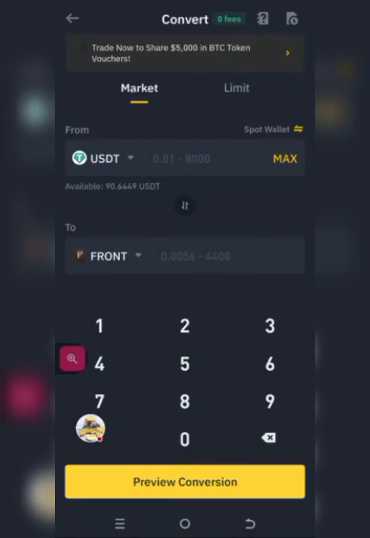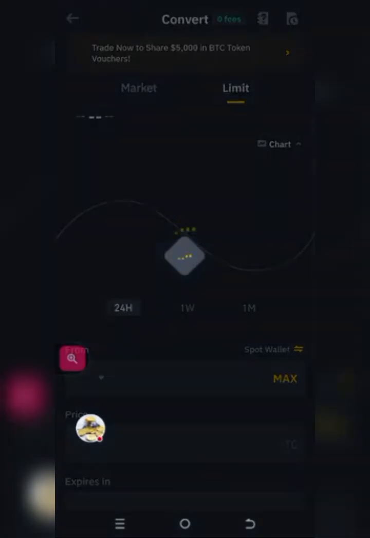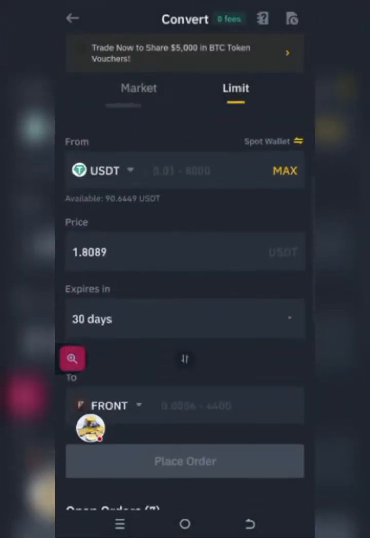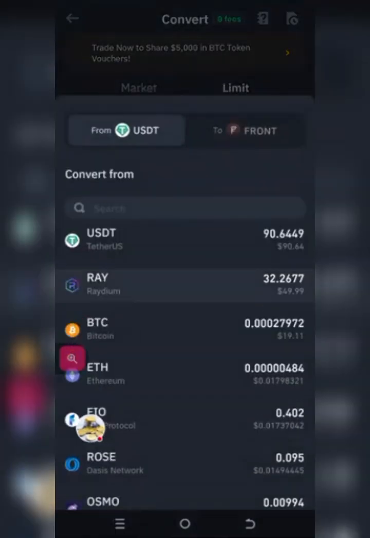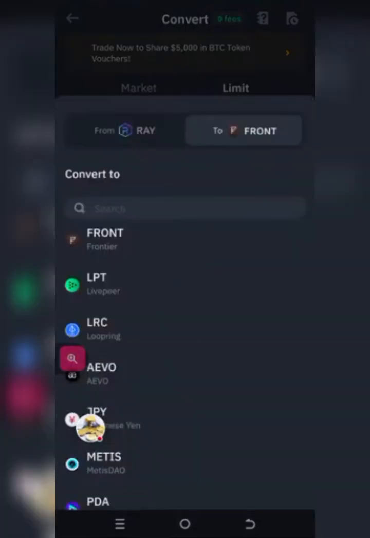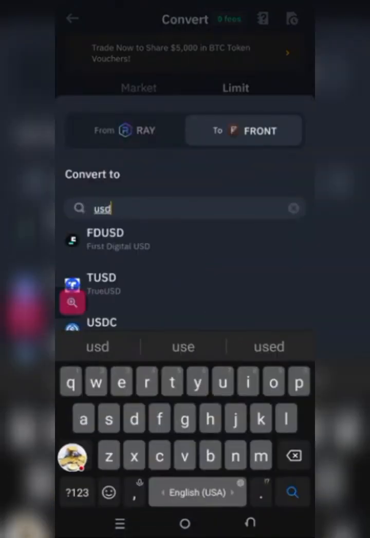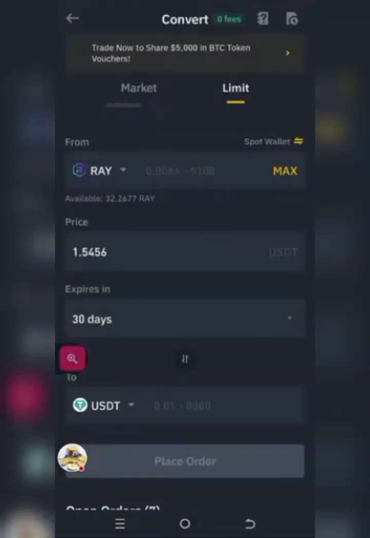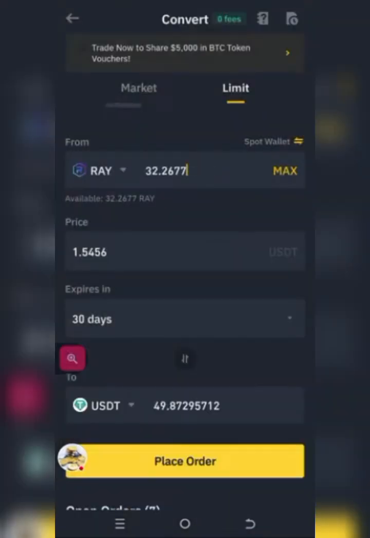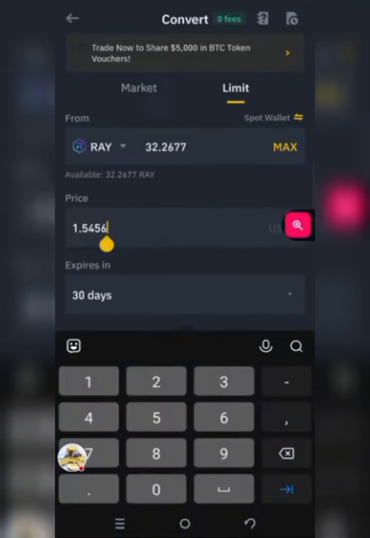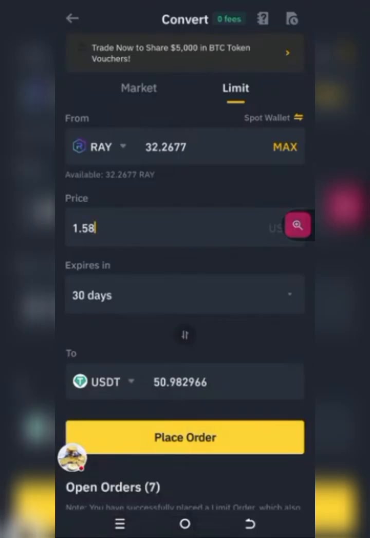Okay, so we're going to go to limit, and we are picking Ray, and then we are taking it to USDT. Okay, let's put in the max. We're currently in profit right now. It's going up. Let's put that in 5.8. Let's see whether that will give us some profit.